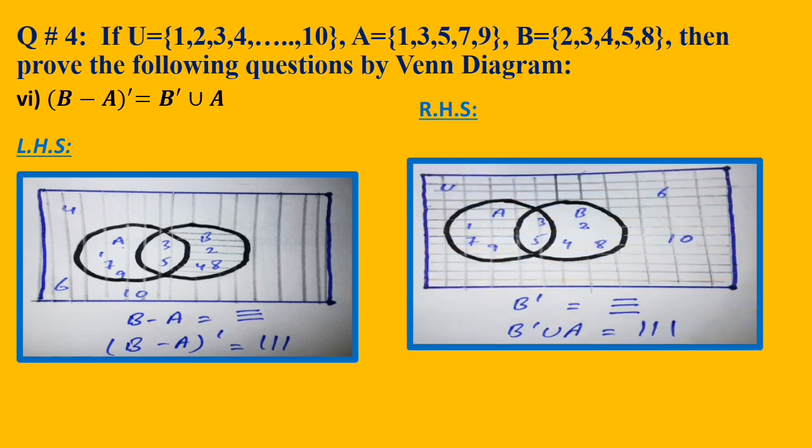Now the right hand side, B complement union A. Here, students, B complement means all the area which is outside the set B, and this area is represented with the help of vertical lines. Its union with A is the area represented with the vertical lines. So the B complement union A is the area represented with the help of vertical lines, while B complement is represented with the help of horizontal lines. So our solution is the vertical lines. In the vertical lines, the numbers written here are 1, 3, 5, 6, 7, 9 and 10. So this is the solution.